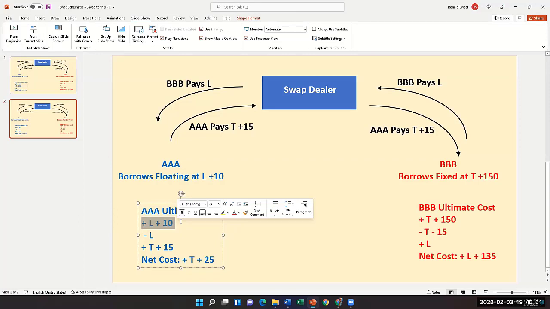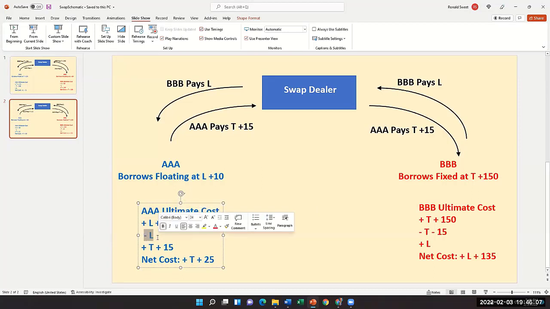But here, we'll assume AAA really wants to have fixed rate debt. They want to lock it in, but they have a comparative advantage in floating. Triple B has a comparative advantage in fixed. So they're going to enter the swap and split the comparative advantage. They're going to receive LIBOR from Triple B, so the L's are going to flip out, and they have no exposure to interest rate changes. If LIBOR goes up, they're going to pay more on their debt, but they're going to receive more from Triple B, and it'll be a wash. All that interest rate volatility would just disappear.